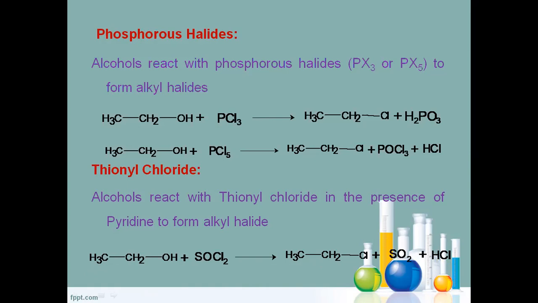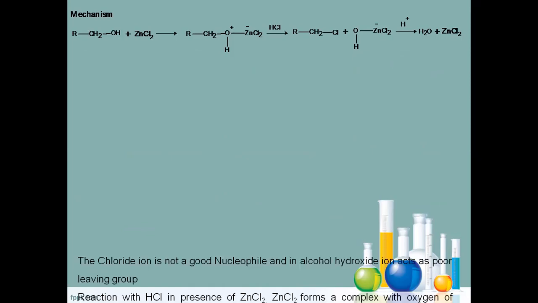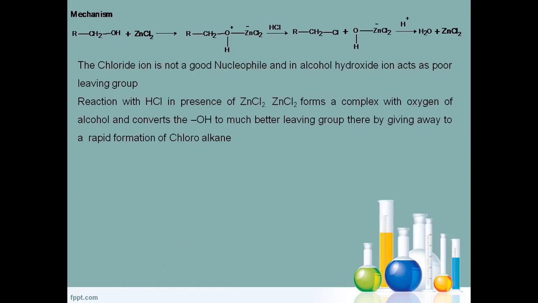When you see the mechanism for each of the reactions, first of all, we see the mechanism for alcohol reacted with halogen acids in the presence of anhydrous zinc chloride or concentrated sulfuric acid. Here, in alcohol, the OH is not a good leaving group, and Cl is not a good nucleophile.